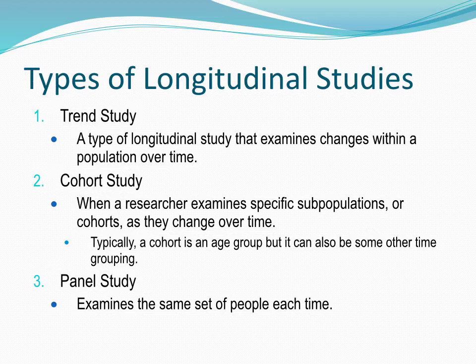There are three special types of longitudinal studies that you should know. These include trend studies, cohort studies, and panel studies. A trend study is a type of longitudinal study that examines changes within a population over time. A cohort study is when a researcher examines specific subpopulations as they change over time. Typically, a cohort is an age group, but it can also be some other time grouping. A panel study examines the same set of people each time.